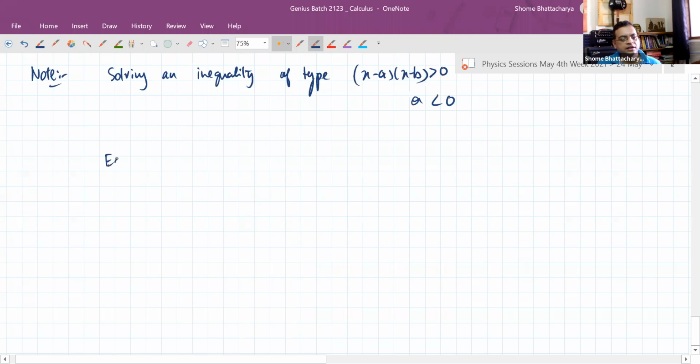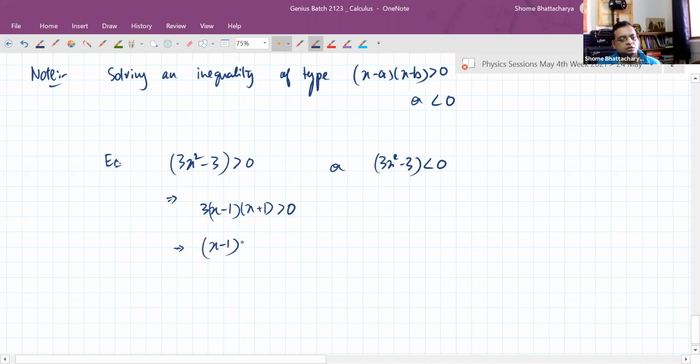So for example, we had that one, 3x square minus 3 greater than 0, or 3x square minus 3 less than 0. So we want to find the values of x. When we factorize it, since 3 is a number greater than 1, 3(x minus 1)(x plus 1) is greater than 0 implies that (x minus 1)(x plus 1) is greater than 0.